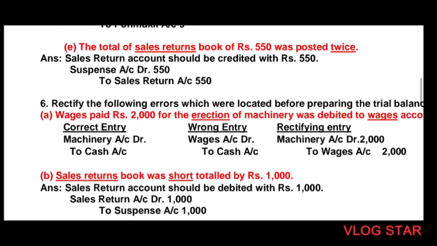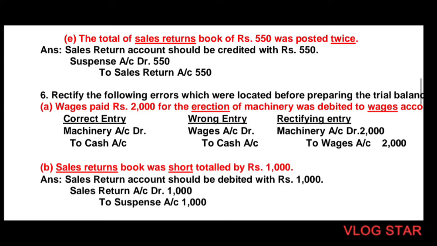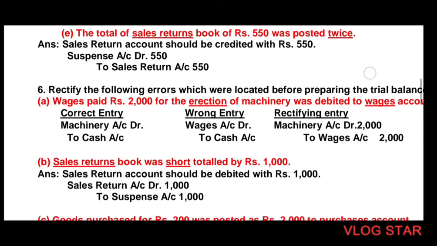The total of sales return book of rupees 550 was posted twice. Twice means double, wrongly posted. Extra, overcast. So overcast means opposite. Normally sales return is a debit balance, but the opposite entry means credit balance. So sales return account should be credited with rupees 550. Suspense account debit to sales return account 550.